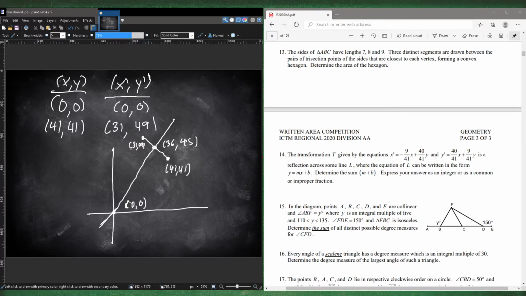So we just need to find the slope here. So 45 over 36, because it's just 45 minus 0 and 36 minus 0, rise over run. Then 45 divided by 9 is 5, and 36 divided by 9 is 4. So that's our slope. So y equals 5 over 4 x plus some kind of y-intercept. And our y-intercept starts at the origin, so we just add 0. So m equals 5 over 4 and b equals 0. So that means our sum is just 5 over 4. And that's our answer for number 14.